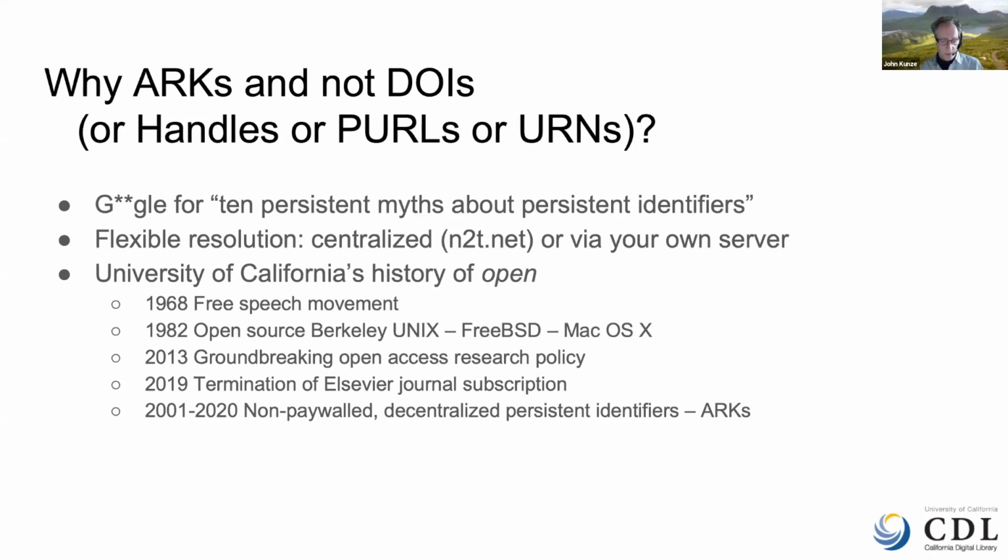Consistent with all this is the ARK effort to challenge the notion that making your scholarly content reliably available for the long term requires you to give over control of your URLs and to pay for a publishing solution that requires you, nonetheless, to maintain its resolver tables as well as your own content. Instead, since 2001, the University of California has been offering these non-paywalled and decentralized identifiers called ARKs.